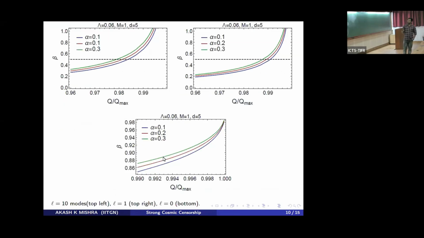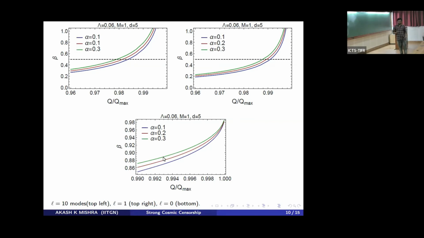And in fact, here I have a plot. This plot represents the L equal to 10 mode. This is the L equal to 1 mode, and the bottom one is the L equal to 0 mode. As you can see, as I increase the Gauss-Bonnet coupling constant, the curve shifts towards the left. Therefore, the violation happens earlier. So you have more parameter space for the violation of strong cosmic censorship. And this was exactly the opposite of what we expected. So the violation of strong cosmic censorship cannot be rescued by adding, at least, Gauss-Bonnet kind of terms.